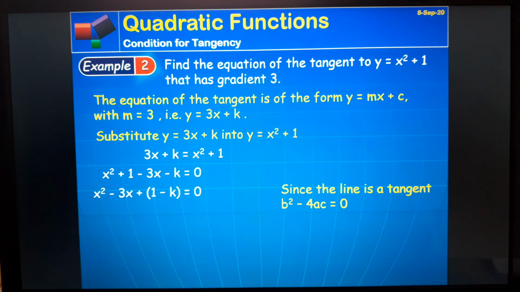Now look what we've done here as well. We've rearranged it, so I've got my x squared first, then my x, and then my two constants, my 1 and my minus k, are last. So they will all be that c value in the discriminant.